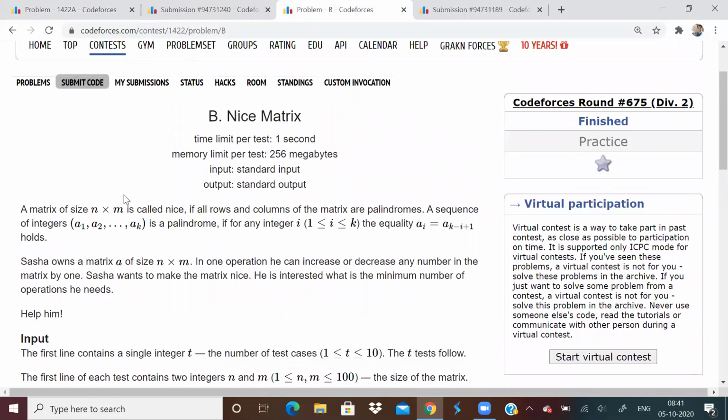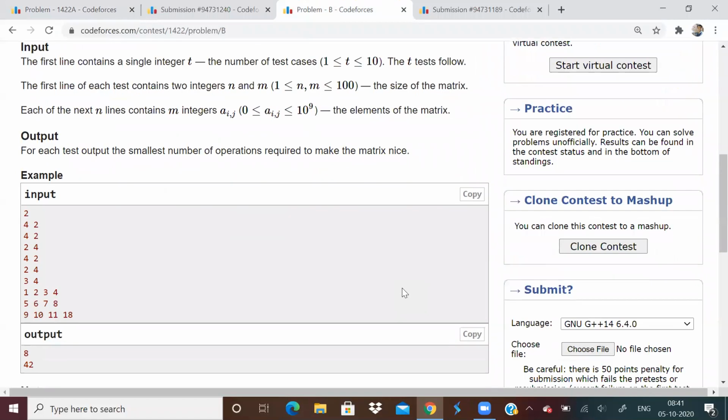Now problem B: we are given a matrix of size n times m. It is called nice if the rows and columns are palindromes. And in one operation, we can increase or decrease any number in the matrix by 1. So what is the minimum number of operations needed?